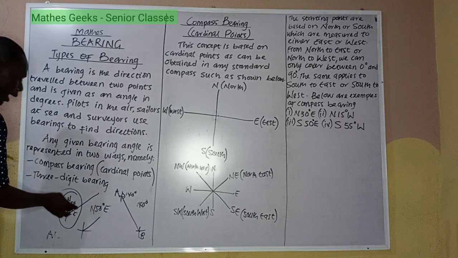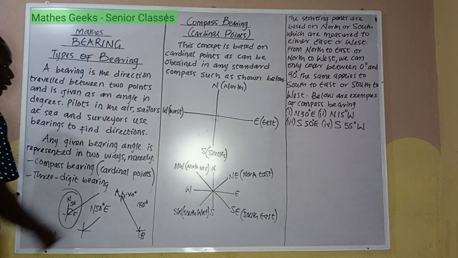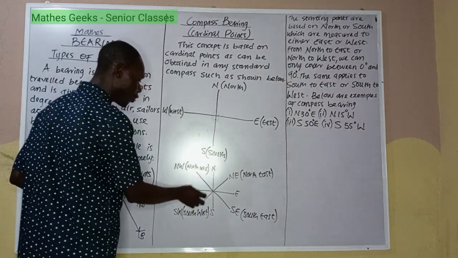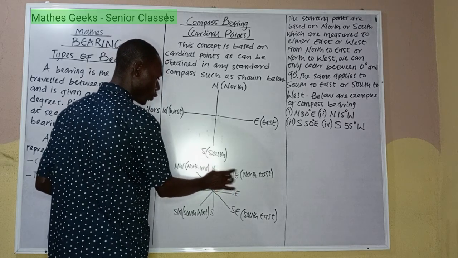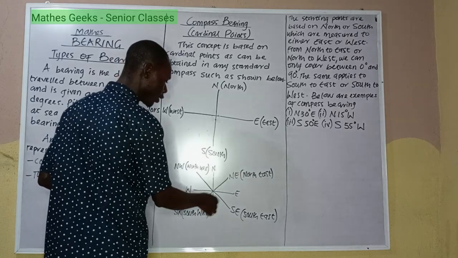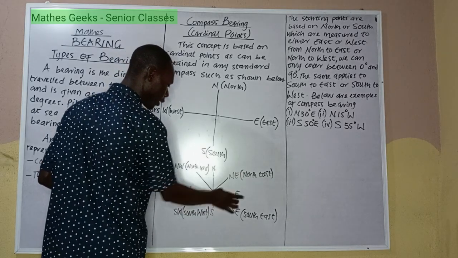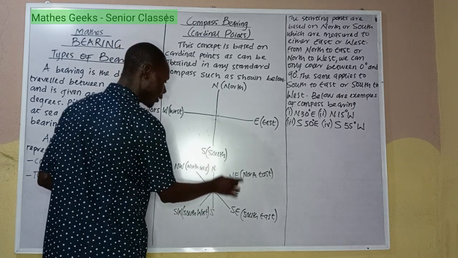So the angle measured is stated as north 50 degrees east. So any direction that falls between the north and the east, always go with the notation northeast. North, then the angle or the direction or the bearing, and then east. The ones that fall between east and south, or south and east, always go with south. The south comes first.